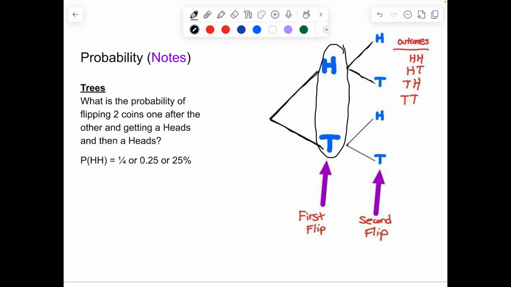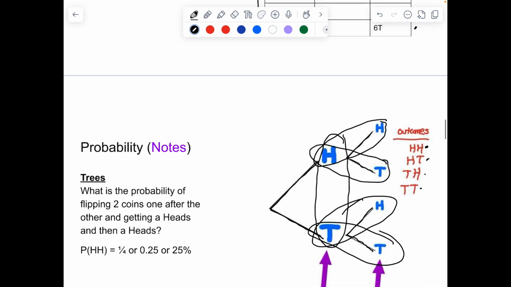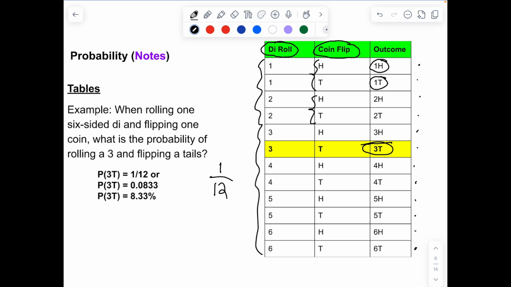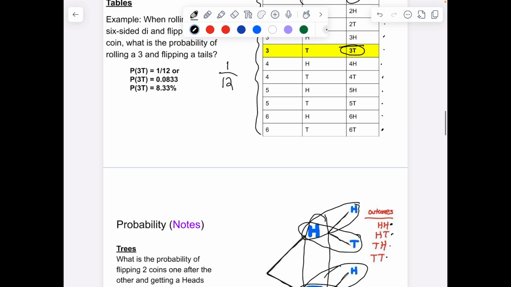So when we calculate our outcomes, we're just putting these parts together. Our outcome could be heads and heads, heads and tails, tails and heads, or tails and tails. If we go back to this problem from before, I could also make a tree instead of a table, which would look something like this.